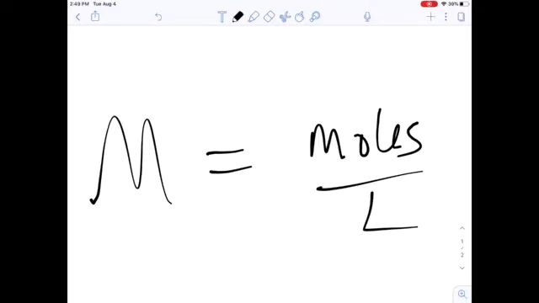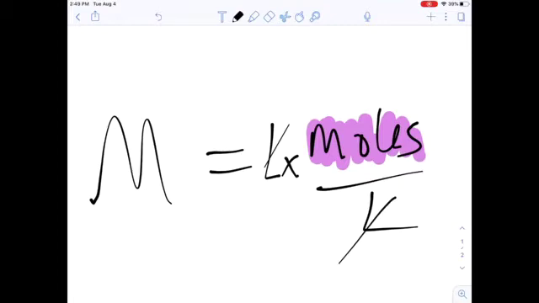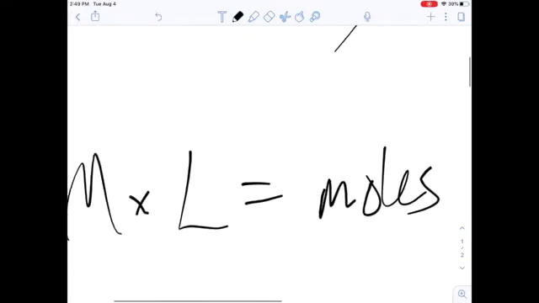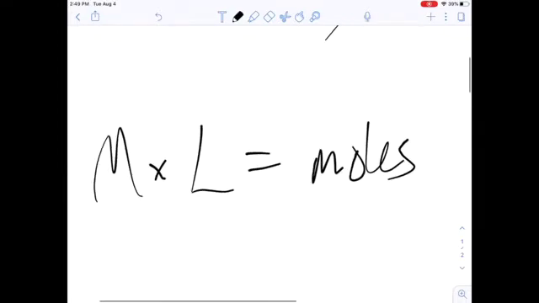So if the moles are the factor that hasn't changed in our equation, then let's solve this equation for the moles. Here are the moles, and currently the moles are being divided by the liters. But if we take a moment and just multiply this right side by the liters so that they cancel, anything I do to the right side I have to do to the left side, so I have to do the molarity times the liters. Then you end up with an equation that looks like this: the molarity times the liters is equal to the moles.